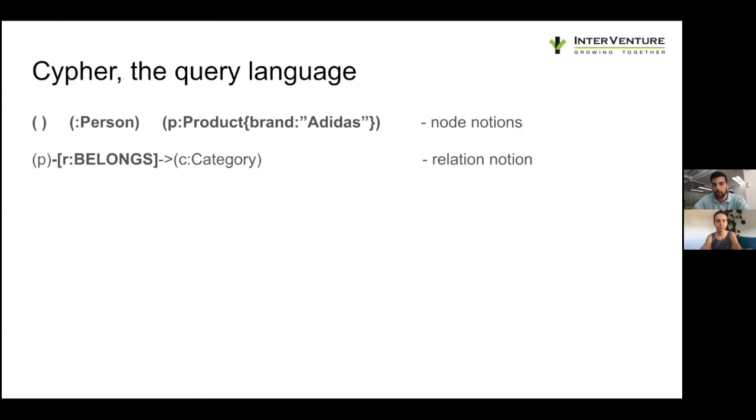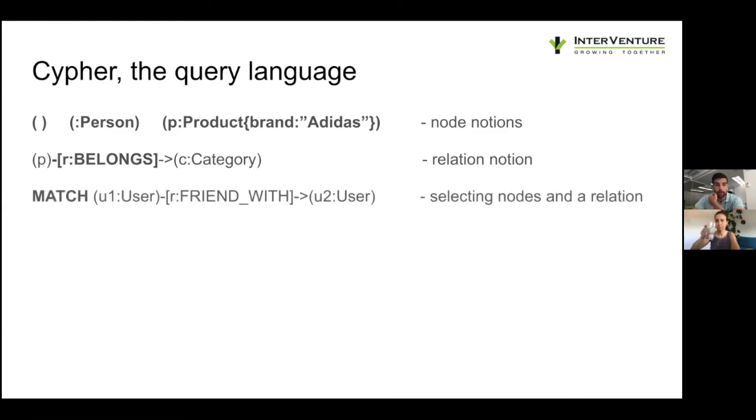There is a relation notion, so you can see the two nodes p and c on the left and the right hand side, and between them, between the arrow, you can see the relation. This is something similar to what you would draw on the whiteboard if you want to draw a graph. Then, if you want to select nodes and relation, you would use a match keyword. So here I select a user u1, who is friend with user 2.